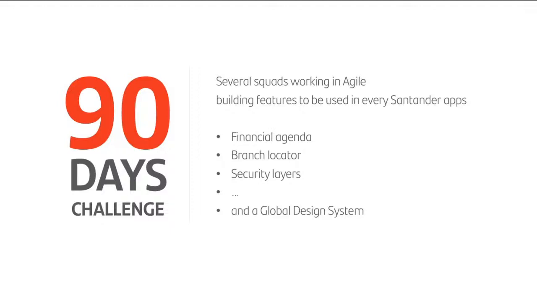Which features? Those that can be placed everywhere. For example, a branch locator, which makes total sense. What's the point in creating a branch locator in Spain, another in UK, in Argentina, in Brazil? Instead, why don't we do just one branch locator? We made some middleware adjustments to apply that branch locator in every market. Along with the branch locator, there was a financial agenda, some security layers, and a global design system.